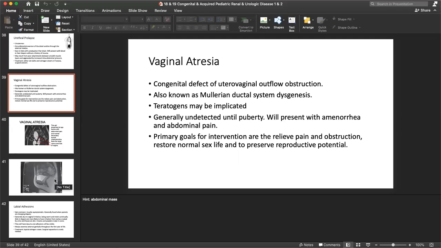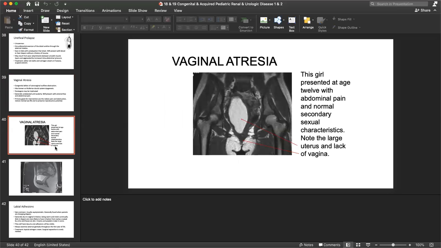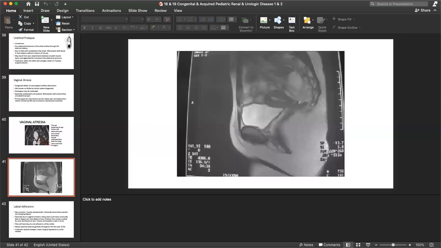They're going to present with amenorrhea and abdominal pain, and you'll go over this more when you get to reproductive class. But still need to know some of it now. Primary goals are going to relieve the pain and obstruction. So this girl has abdominal pain and normal secondary characteristics. But look at her huge uterus and no vagina. And here's looking at it again.